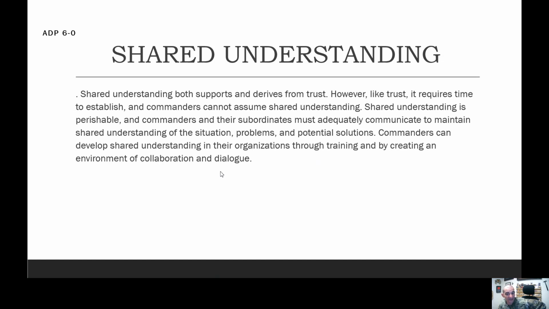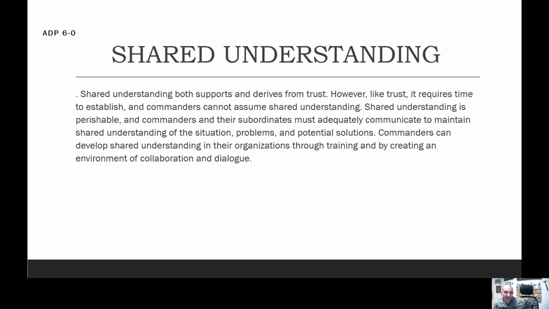Shared understanding both supports and derives from trust. However, like trust, it requires time to establish. Commanders cannot assume shared understanding. Shared understanding is perishable, and commanders and subordinates must adequately communicate to maintain it, whether we're talking about situations, problems, or potential solutions.